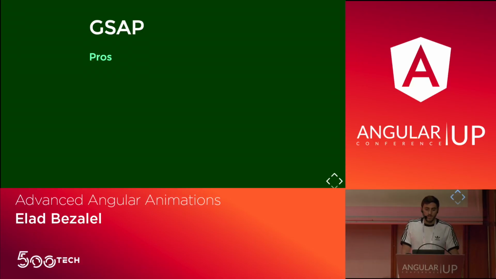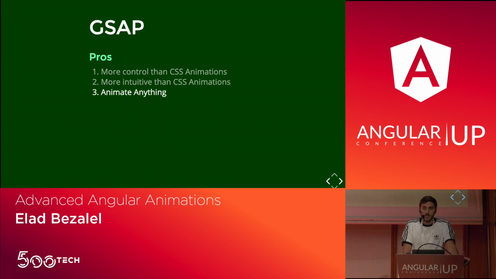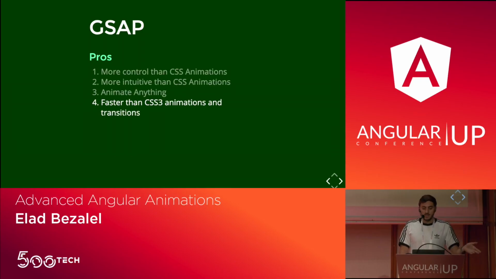Why should we use GreenSock? It's called GSAP. Again, we have more control, it's more intuitive. We can animate everything, even, let's say I have a JavaScript object or JSON, and I want to animate one value, which is, let's say, 1 to 0. It can animate it over time. It is faster than CSS animations and transitions. I've watched a video that said they are running it on a separate thread, which means they can handle animations better. This is what they say. I believe them, and it also works great.